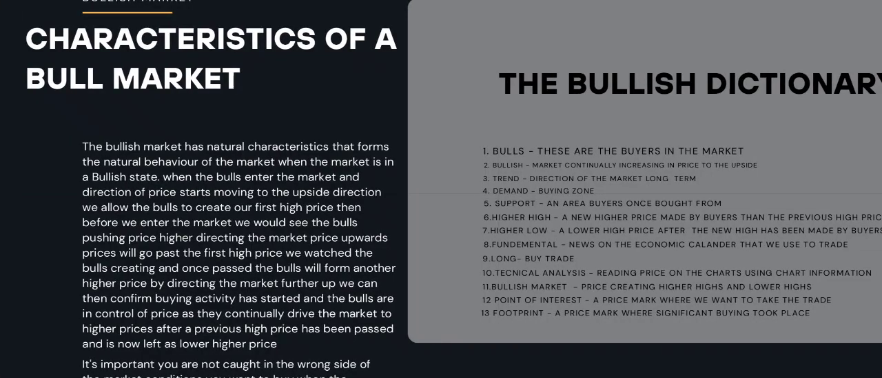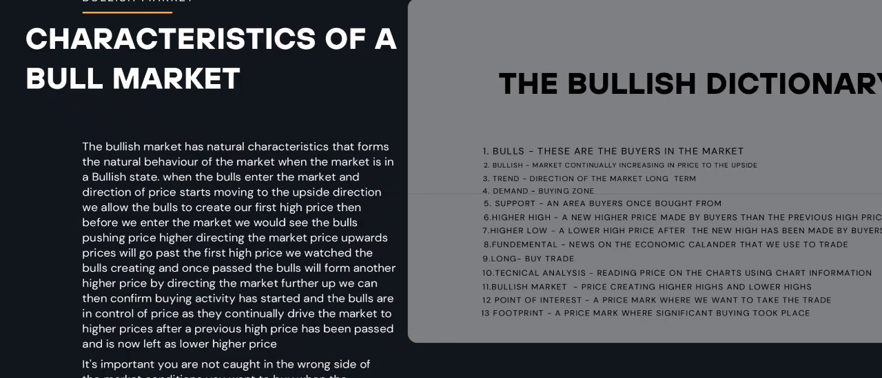Now, the bullish market itself has natural characteristics that form the natural behavior of the market. The natural behavior of the market is how the market moves naturally. It only goes up, it only goes down, it only goes sideways. That's nature. It's designed and built to only go up, down, or sideways, or go up, pull down a bit, go up, pull down a bit. That's all.